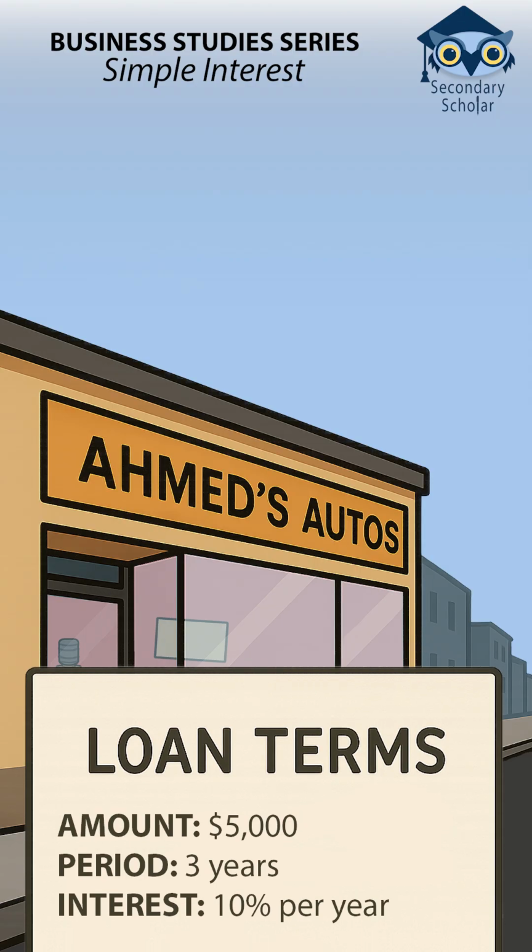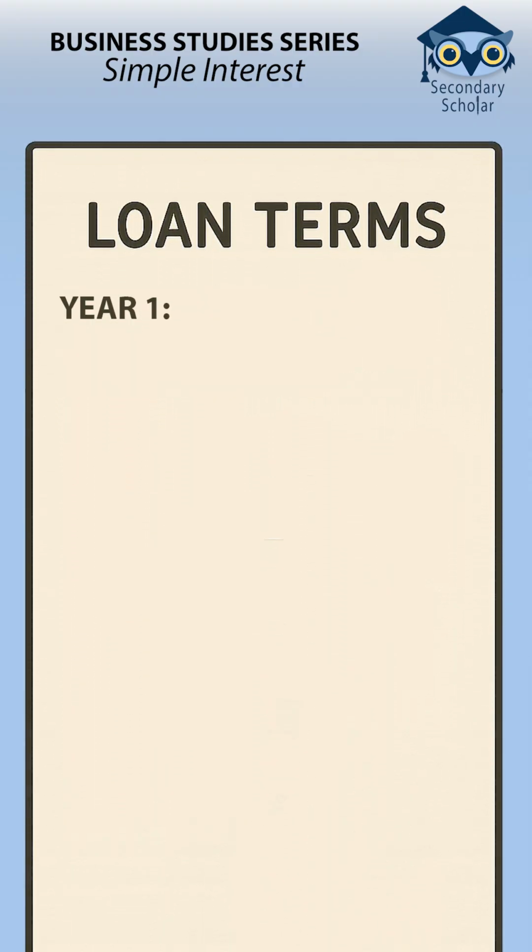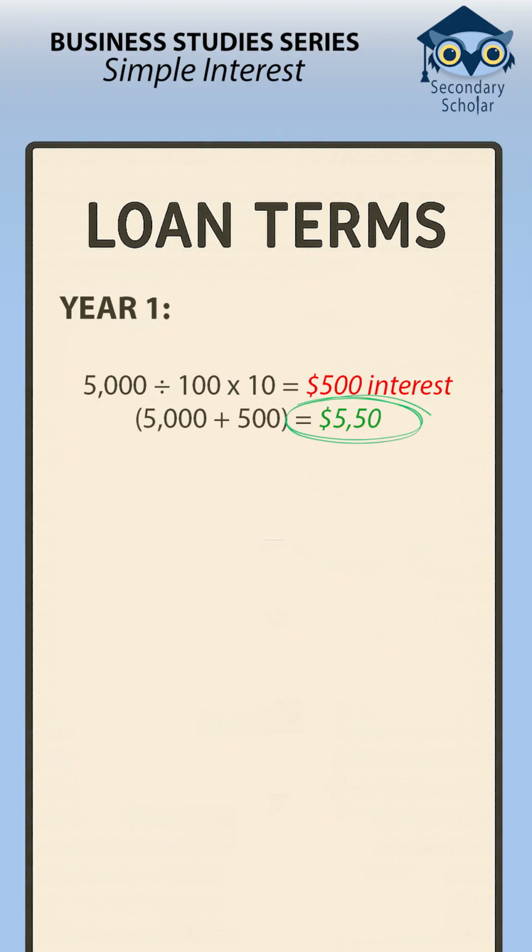At the end of each year, we calculate 10% of the original $5,000, not on any new total, just the starting amount. Year 1, 5,000 divided by 100 multiplied by 10 equals $500 interest. The total owed is 5,000 plus 500 equals $5,500.